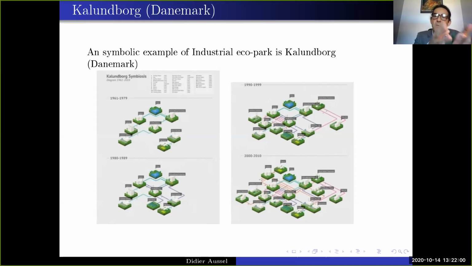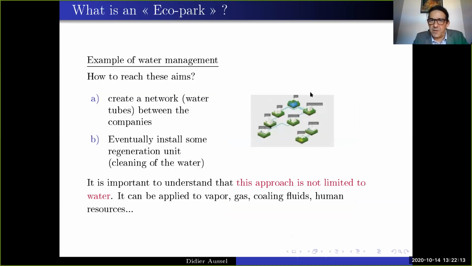But here we will focus on water for simplicity. So again, the principle is that you will have some fresh water coming in some companies. We don't know which one, but anyway, for example, this one. And then this one will send to his neighbor company, and then it will go to the discharge. And the water can visit different companies before going to the discharge, or go through a regeneration unit on the way, if after several uses it is too dirty.